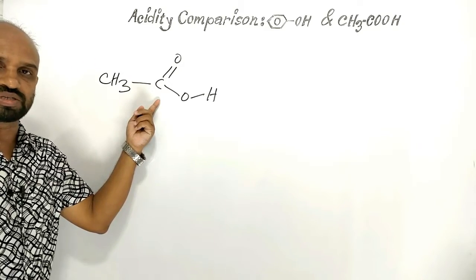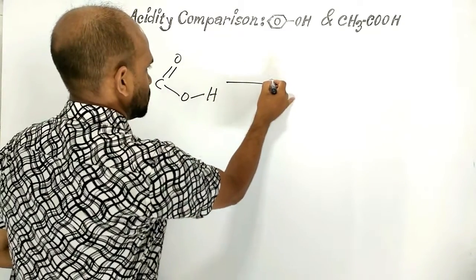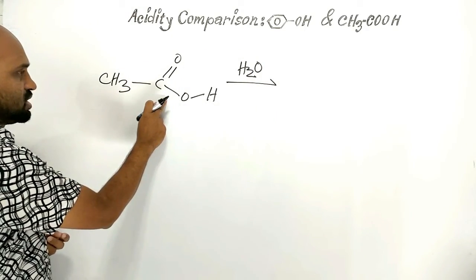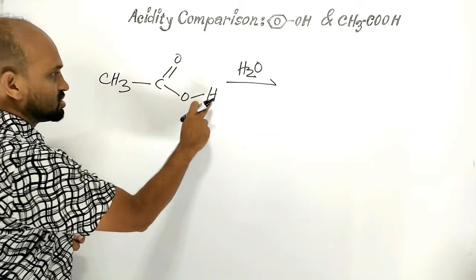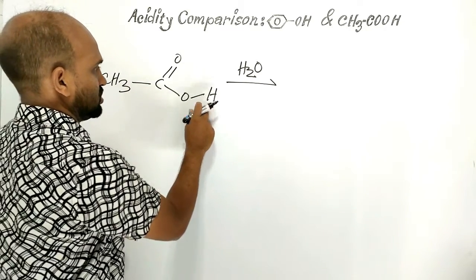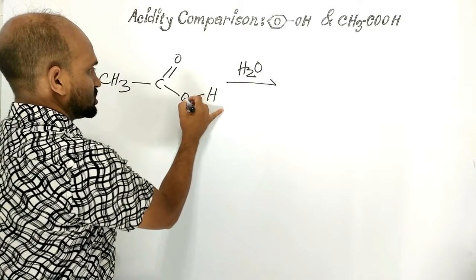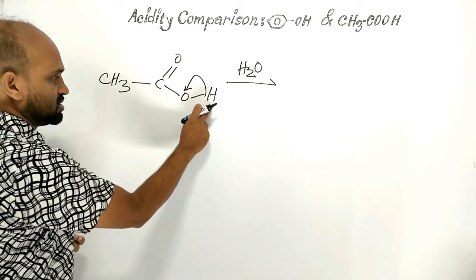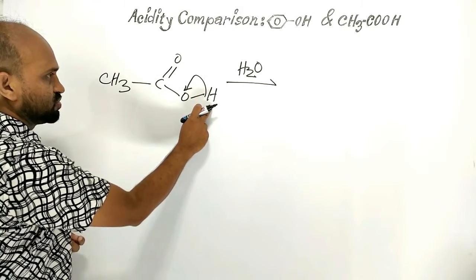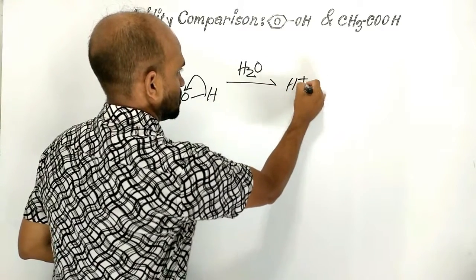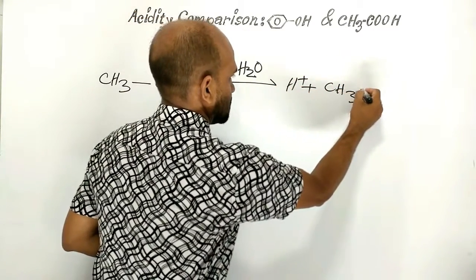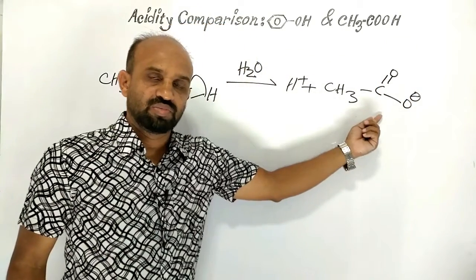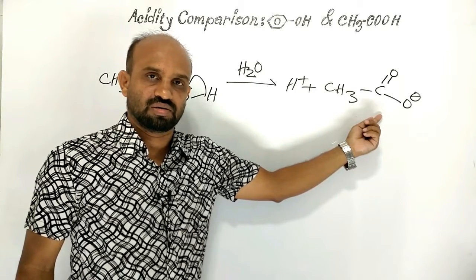Structure formula of acetic acid. When it is dissolved in water, the acetic acid molecule releases this hydrogen as a proton. Here, this oxygen-hydrogen bond undergoes a heterolytic fission, and as a result, this hydrogen gets freed as a proton, and this ion is formed. Its name is acetate ion.